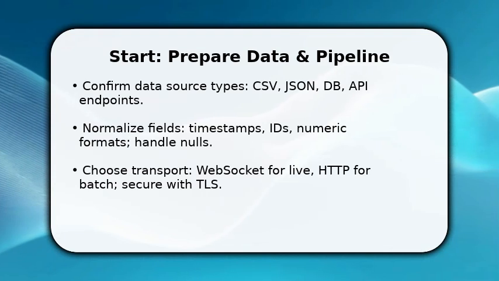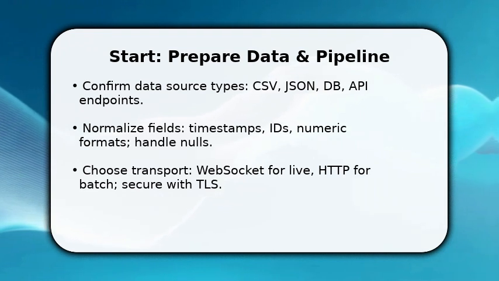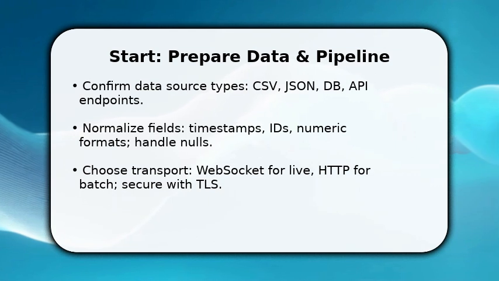You begin by preparing data and establishing the pipeline so display output is reliable. First, inspect sources and normalize formats. This prevents misalignment on the screen. Once done, map fields to your display schema and set clear refresh expectations.